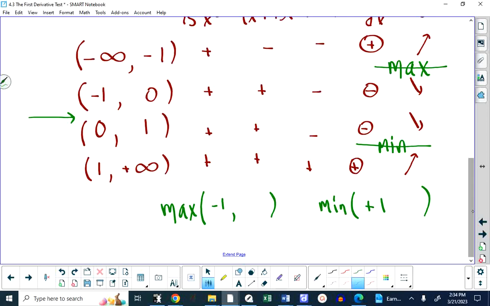So we go back up to the original function, which was 3x to the 5 minus 5x to the 3. You put positive 1 in, and you get negative 2. You put negative 1 in, and you get positive 2. There's a reason why, by the way, the y coordinates are opposite, and it has something to do with the fact that this function is odd.